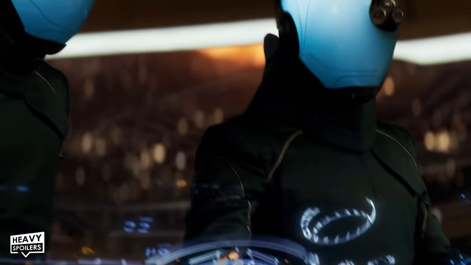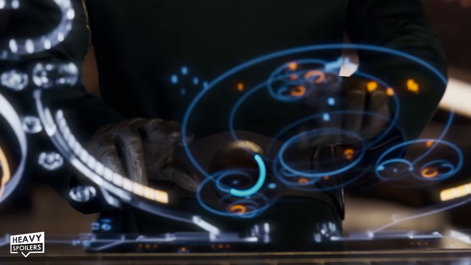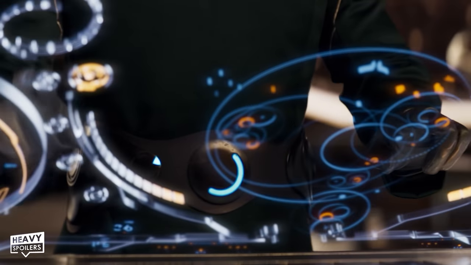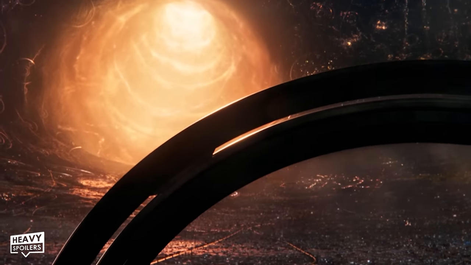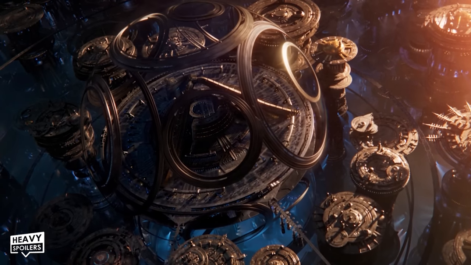All of Kang's tech deals with circles, which we see throughout the movie. Later on, we catch his soldiers working on their monitors, and all of the overlays have circles on them. When we get a proper look at Chronopolis, we can also see circles exist in all the infrastructure, showing how much this shape has influenced Kang.